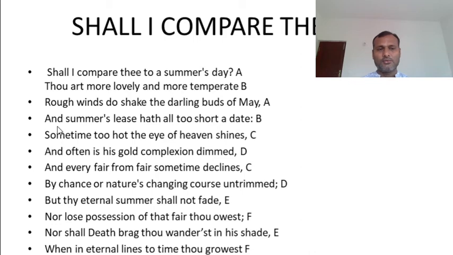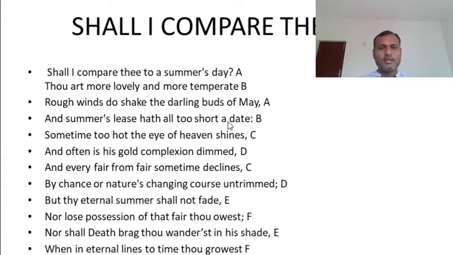Because he says in the fourth line, and summer's lease hath all too short a date. So it's something like a lease, and this summer season cannot stay for a long time. It stays actually for a short time. So it's something like a lease for a short time.